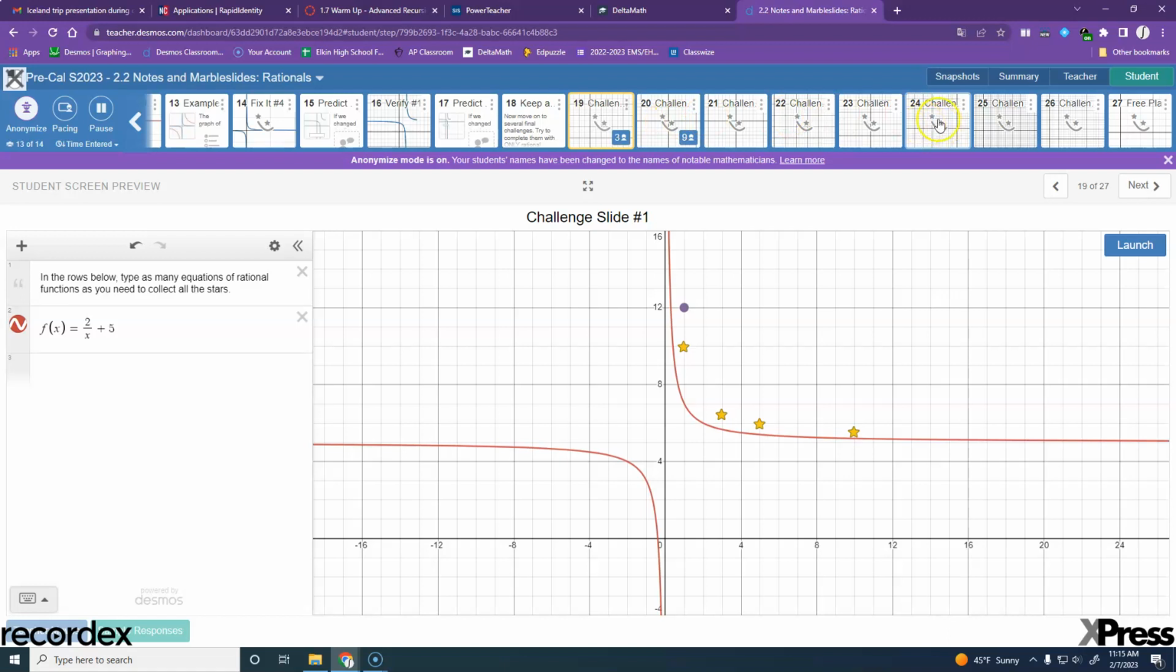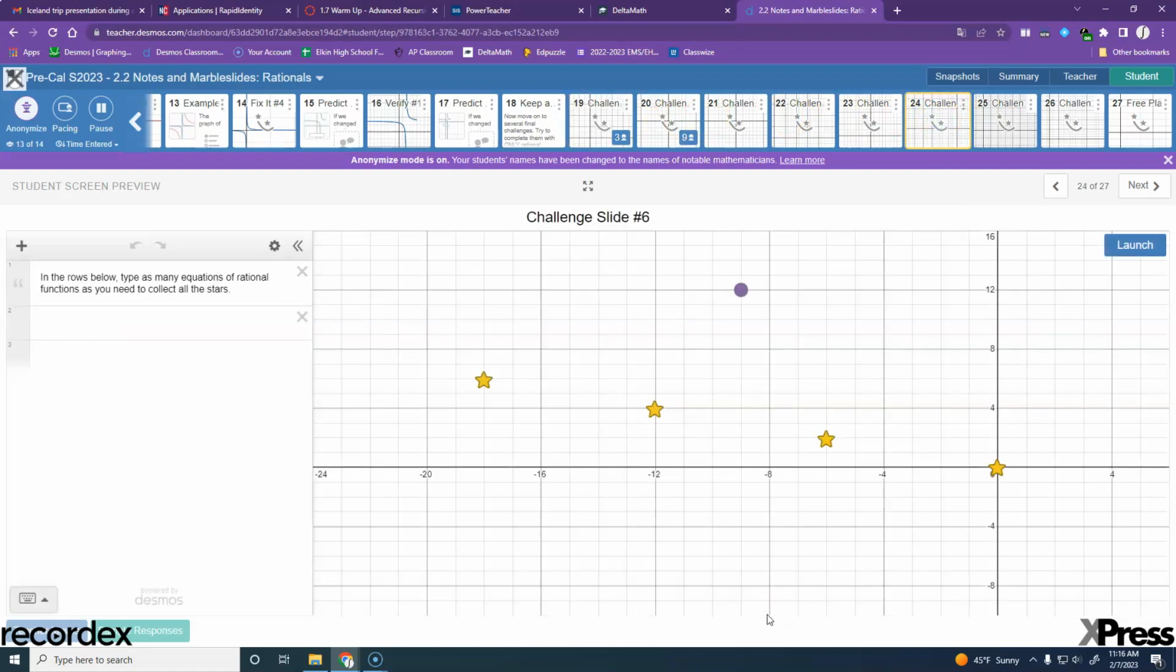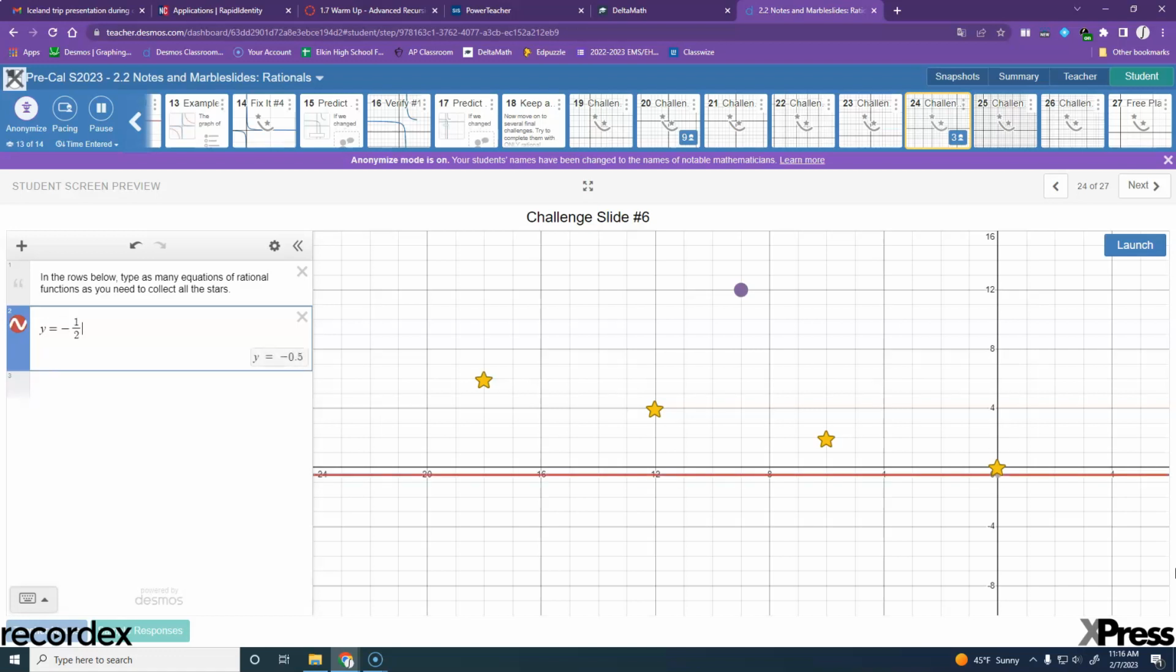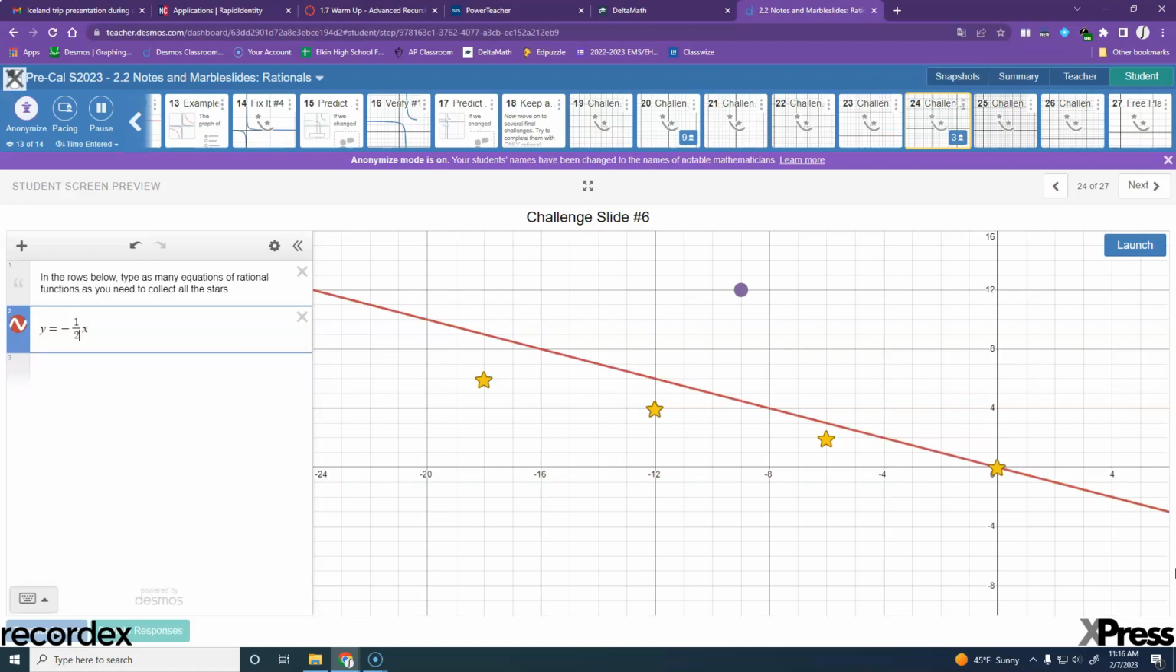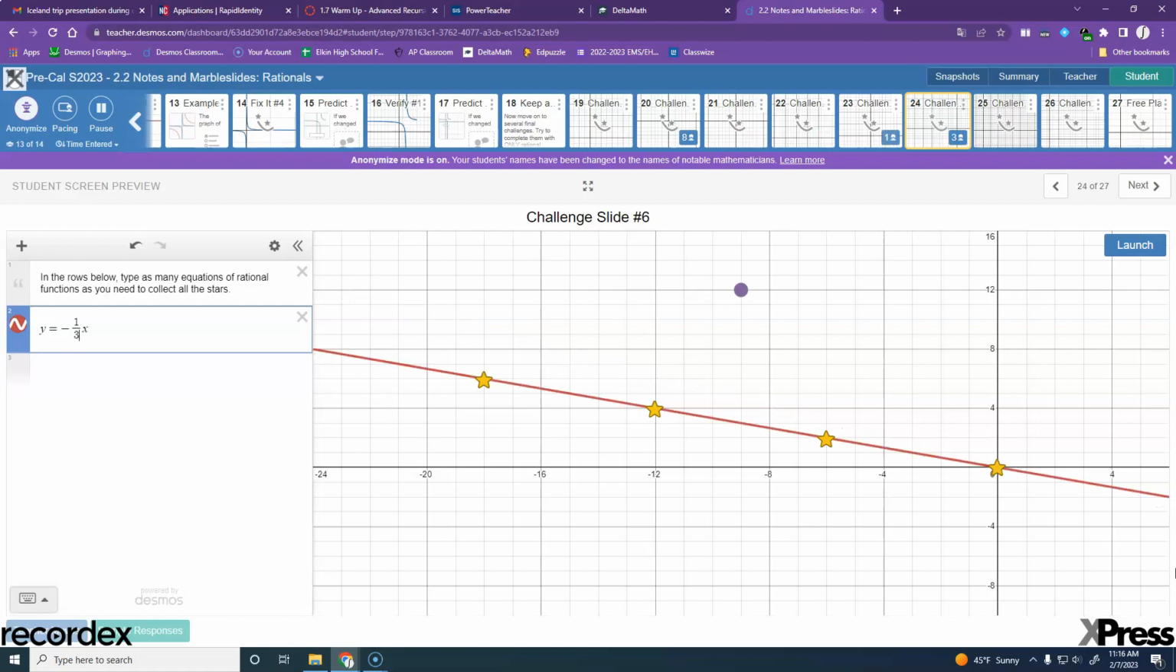So I'm not going to do number 24, but I'm going to skip down to number 24. All right, so for this right here, those are in a perfect line. It would be great if I did like y equals negative 1/2 x. Maybe like negative 1/3. Okay. Actually, oh no, this is an issue though. All right, first of all, can I even do this? Is that rational? It is not. So I can't do that.